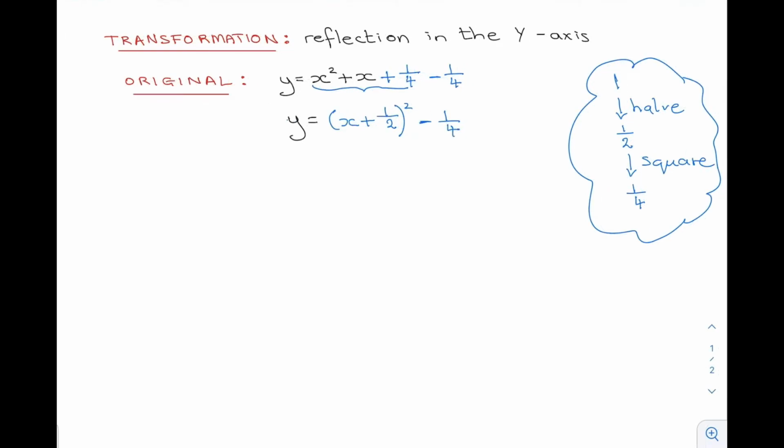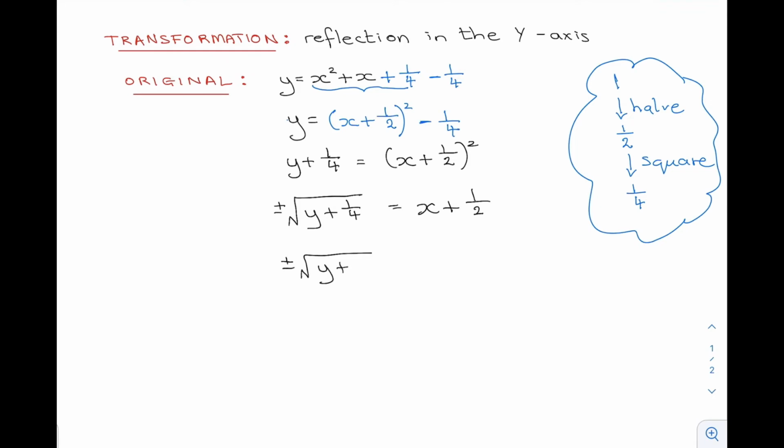From here it is not so difficult to isolate the x. Add 1/4 to both sides. Take the square root. And subtract 1/2. And swap sides.